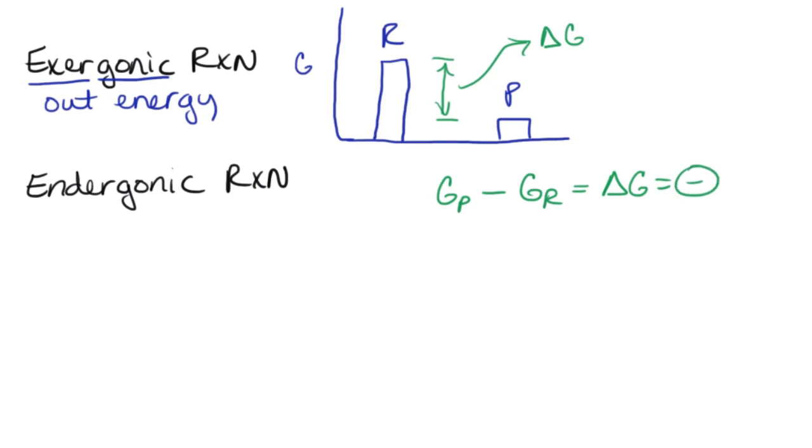So when we talk about exergonic reactions, they are energy outward reactions because that amount of energy that's no longer present in the product, that is actually going to be released.